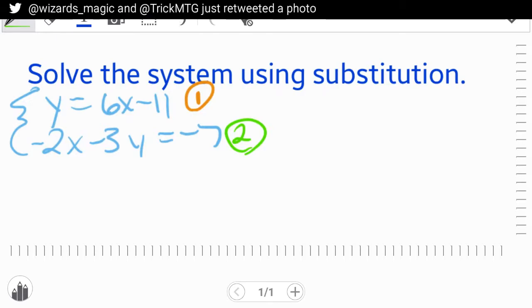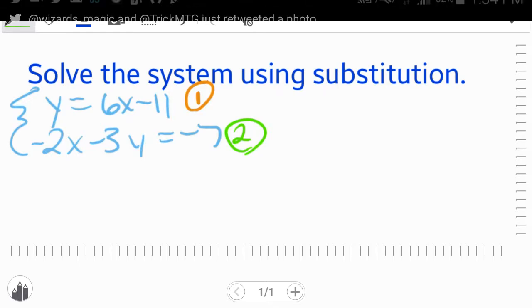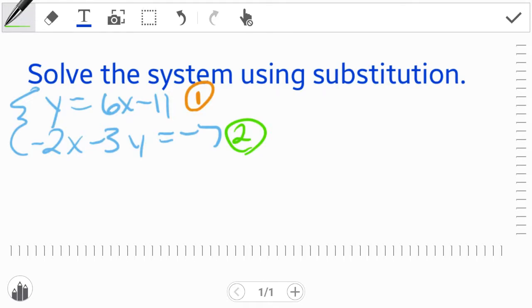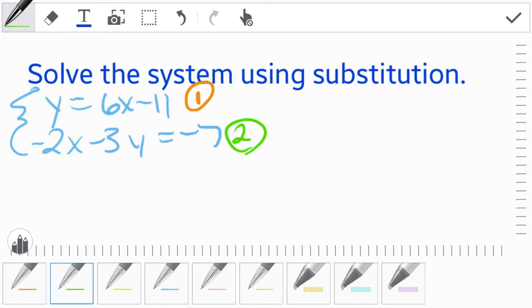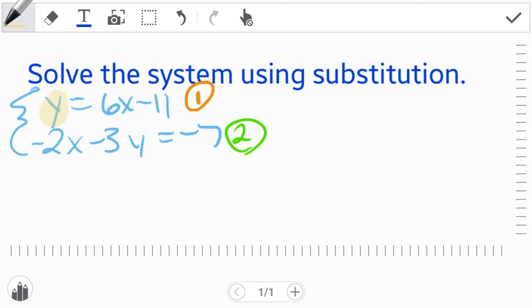To use the substitution method, that implies that you are going to substitute in something for a variable. So we need to look and see which equation in the system is already solved for a letter. And if it's not, we need to solve for a letter. So if you look, y is by itself, so that means it is solved already. So y equals 6x minus 11. All right, that is very important that we look at the whole thing. The whole thing is 6x minus 11.